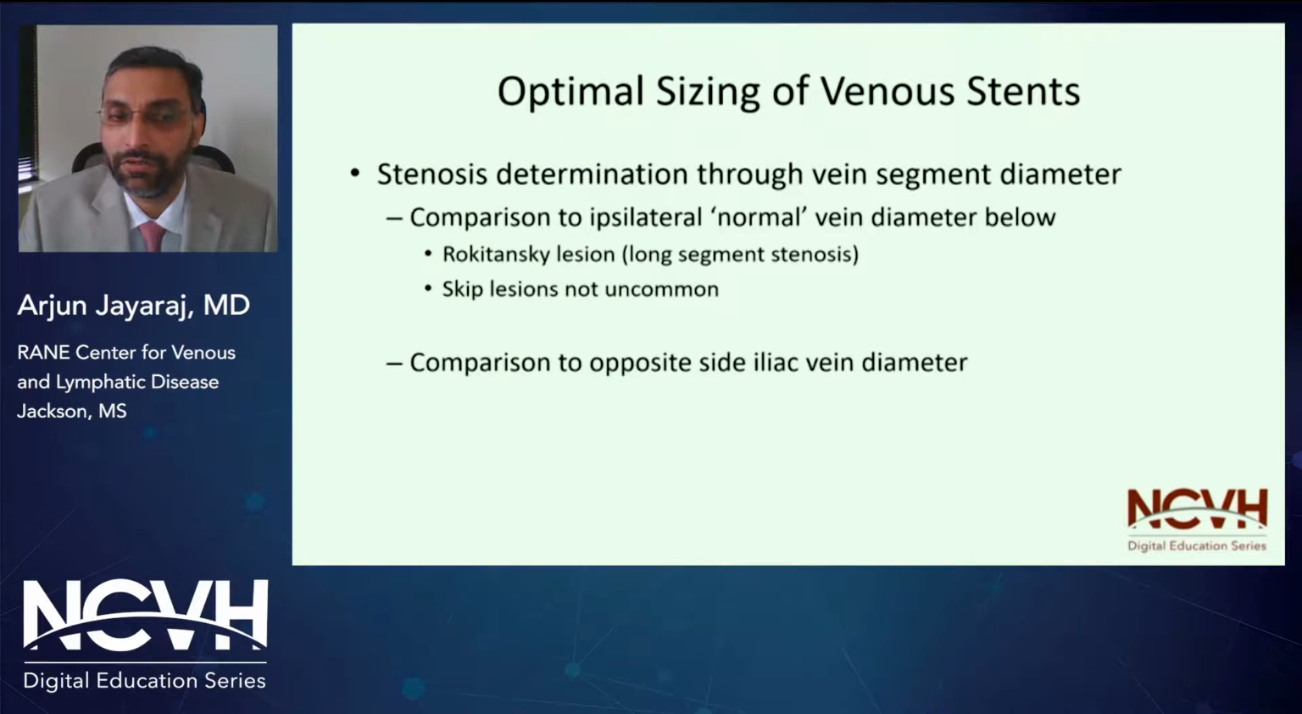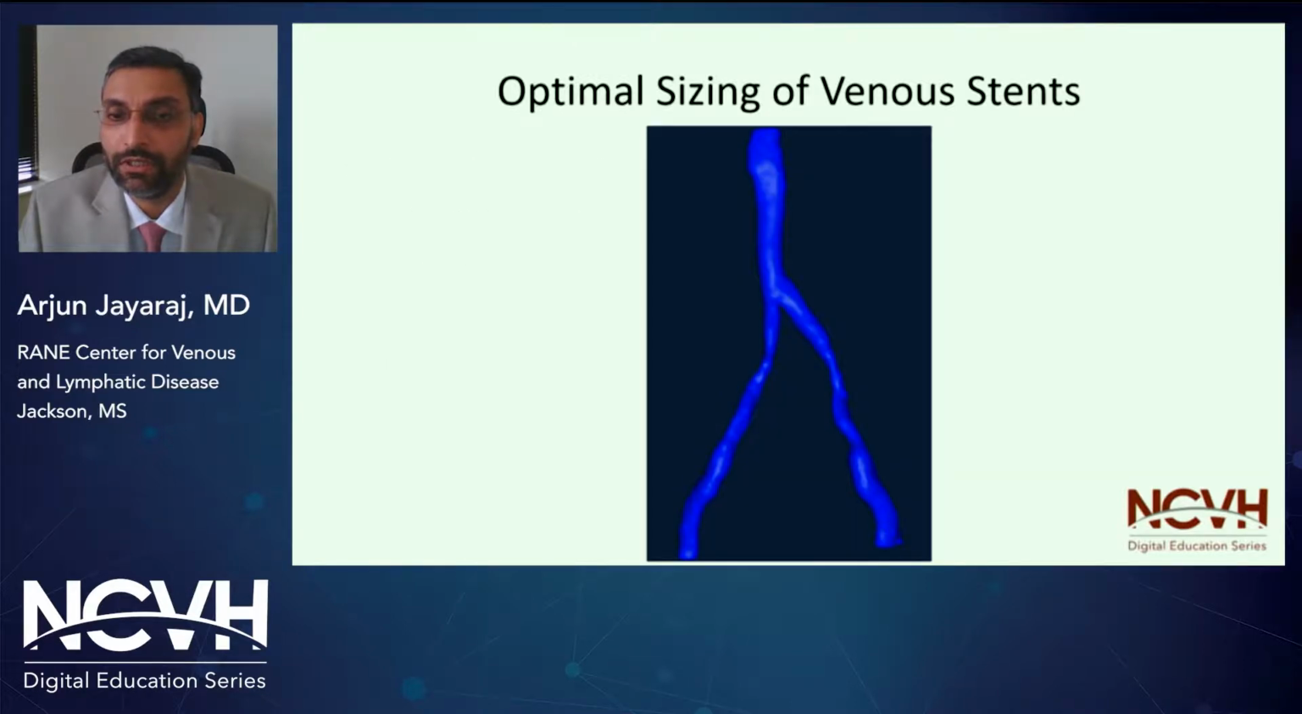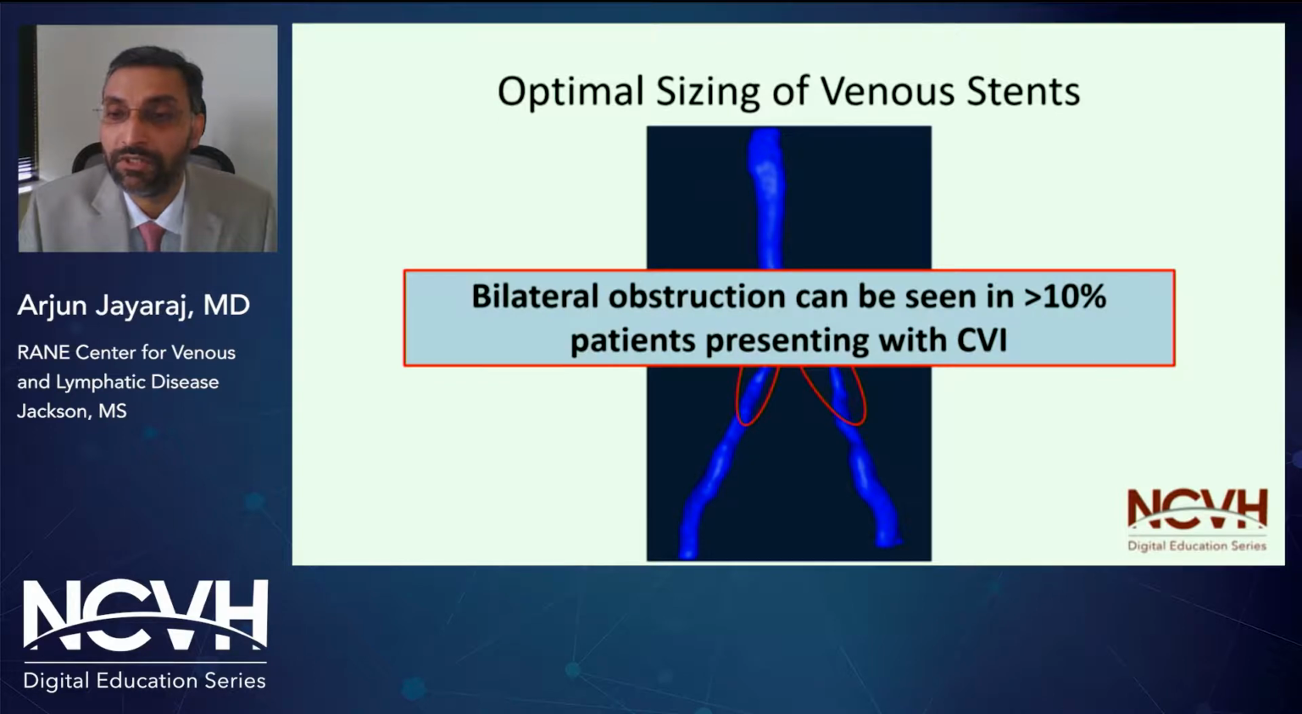Another technique that is sometimes used is comparison to the opposite side iliac vein. Now, this is an example of a coronal view of a three-dimensional reconstruction from a CT venogram. And I call your attention to the distal common iliac and the external iliac veins on both sides, and there is significant stenosis. So if one were to compare one side with the other, then it would come out as being normal. In fact, bilateral obstruction can be seen in more than 10% of patients presenting with chronic venous insufficiency. Depending on the paper one reads, it can go up to 13 to 15% as well or higher.